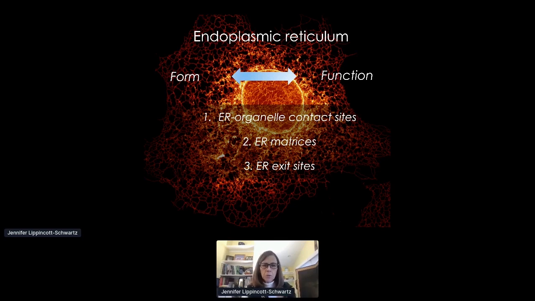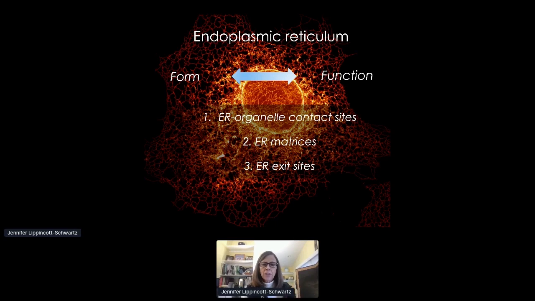And this includes ER organelle contacts. I mentioned that the ER is the largest organelle of the cell, but it's also making continuous contacts with other organelles within the cell and communicating through lipid trafficking as well as calcium signaling to those organelles.